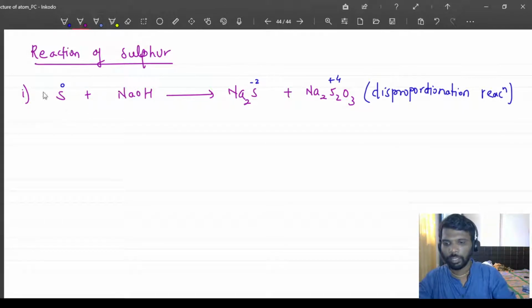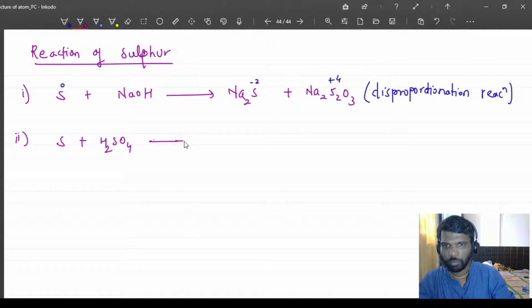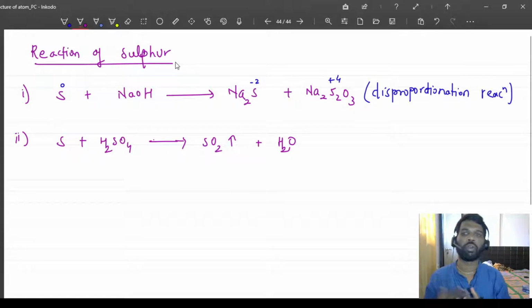Then next is sulfur reacting with H2SO4. This is going to give me sulfur dioxide, which is a gas, and water. So what has happened over here? The oxidation state of the sulfur, if you check. See, I always focus more on the oxidation state. Many times in a reaction, I focus on oxidation state because oxidation state tells you about the nature of the reaction, whether it is really oxidizing or reducing. It tells about that thing.